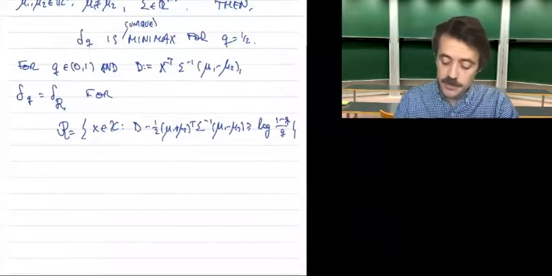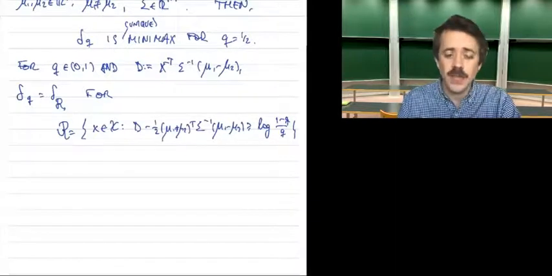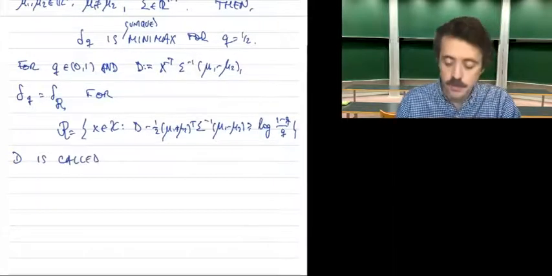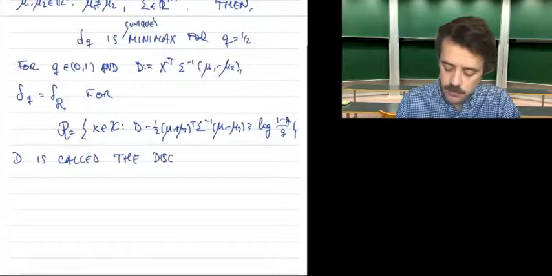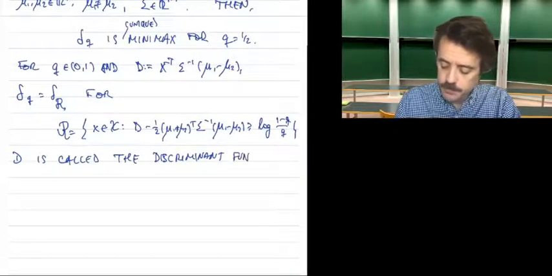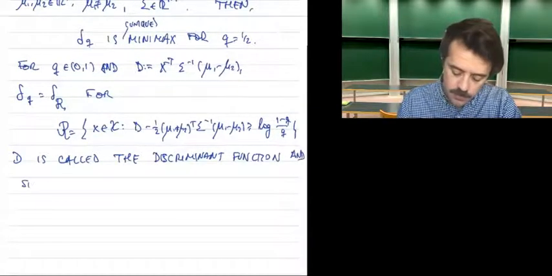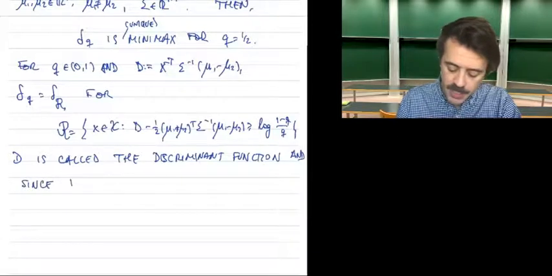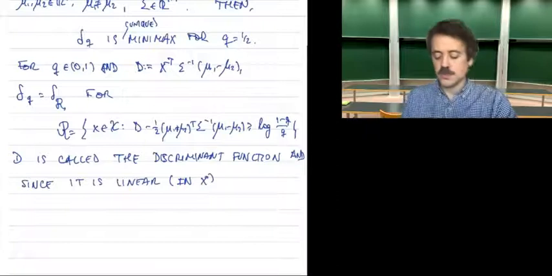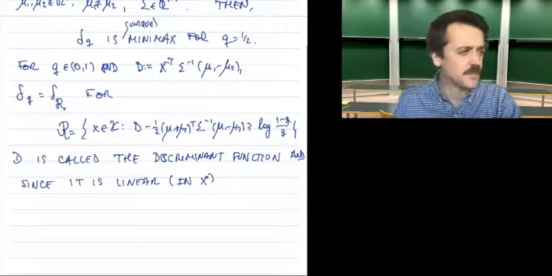So this is just a fact. You will also prove it in the example sheet. And let me point out that D is called the discriminant function. Since it is linear in x, that's the usual vocabulary.